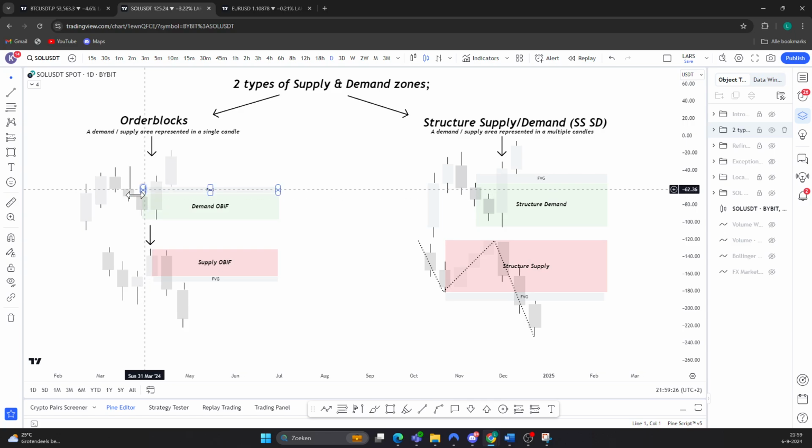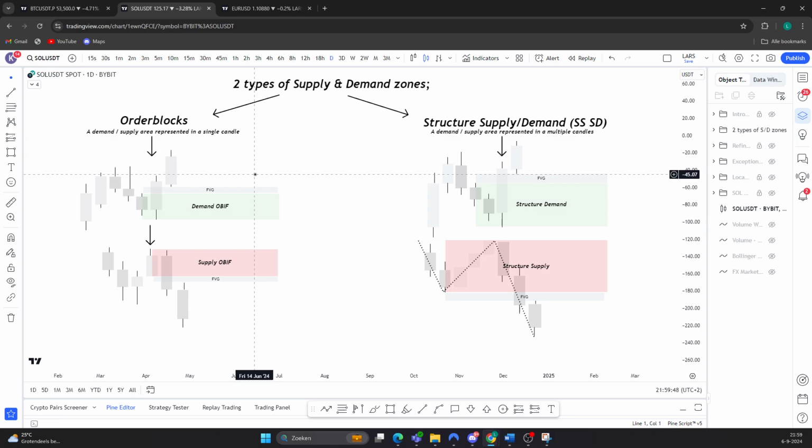It's when your first candle's high and your third candle's low are not connecting. You can see that represented in the gray area with the fair value gap. That's why I call it an OBIF, order block with an inefficiency. That's what it stands for.